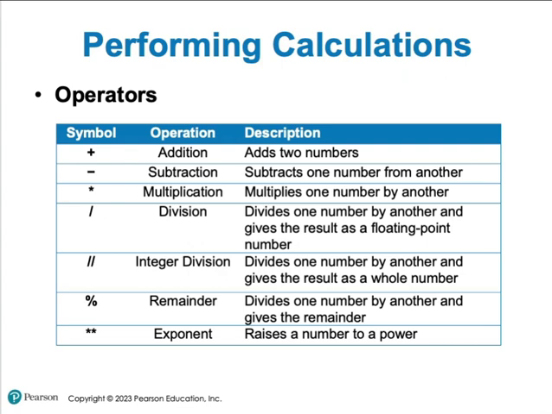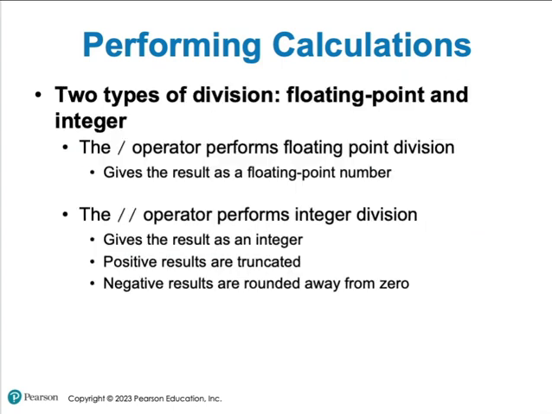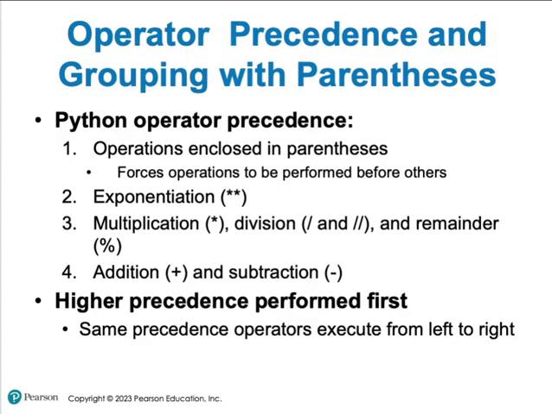And then another one you should have seen is 2 asterisks together, which means exponentiation, which is to take the number on the left hand side of the operator and raise it to whatever power is on the right hand side of the operator. Division gives you a floating point number. // since it's an integer division, will give you an integer result.